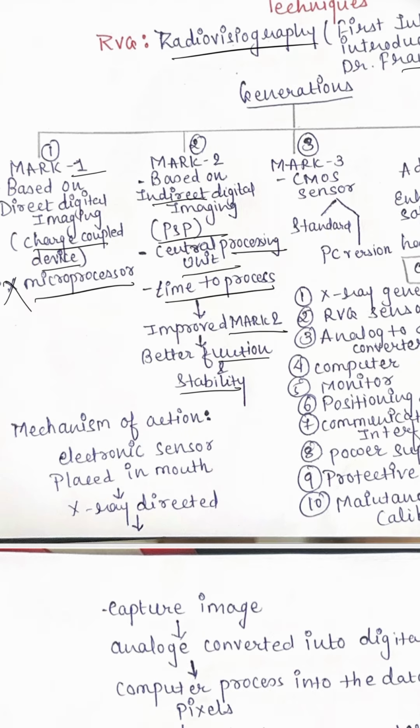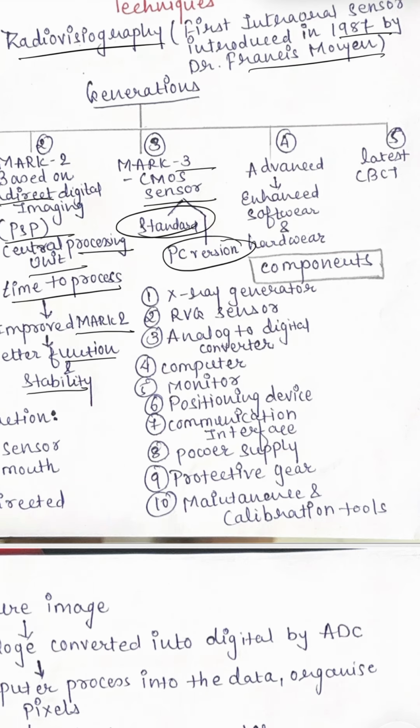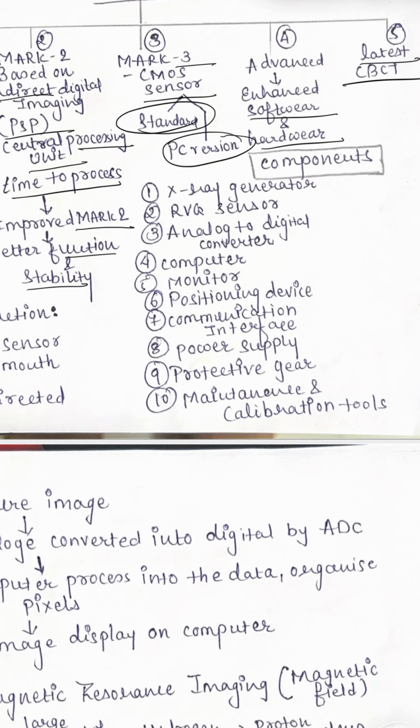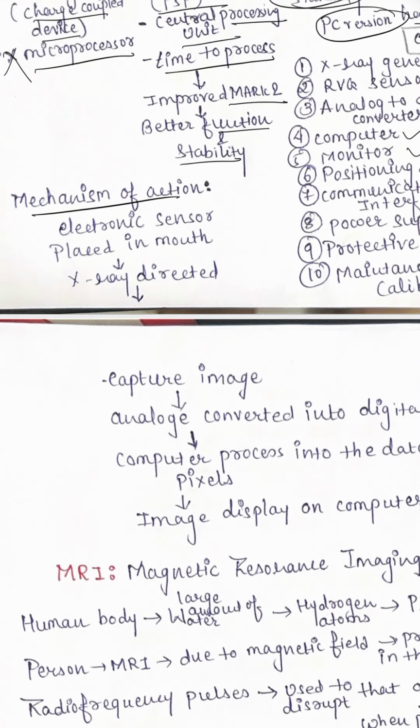Then Mark 3, the 3rd generation, uses the CMOS sensor, which has a standard version and a PC version. Then there is the 4th generation, which is the advanced generation, with enhanced software and hardware. And the 5th is the latest generation, which includes the CBCT. Mechanism of action: when the electronic sensor is placed in the mouth, X-rays are directed and capture the image.